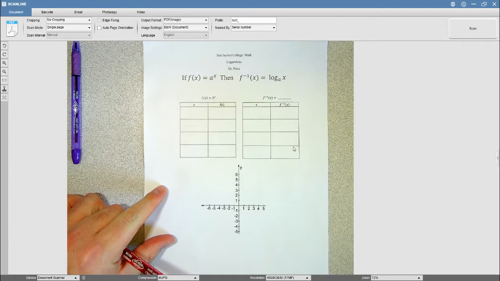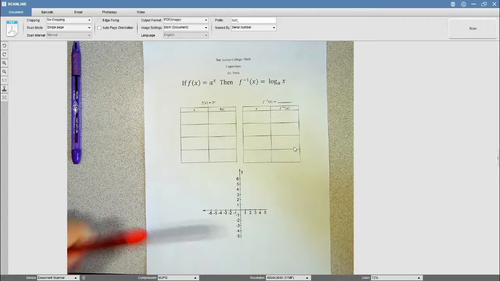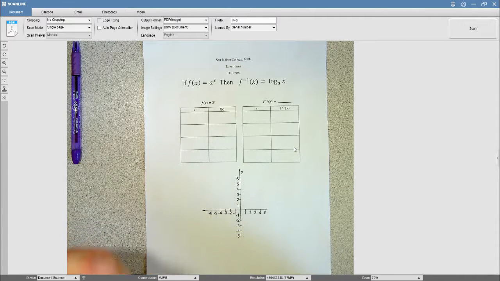I will be covering an introduction to logarithms and some of their properties. So, to start things off, let's talk about what a logarithm is. Simply put, the logarithm is the inverse function of an exponential.